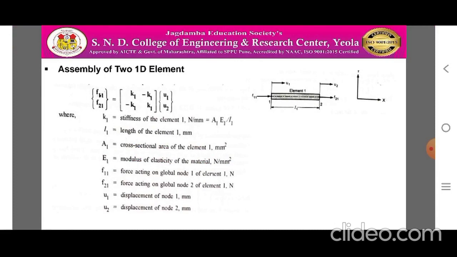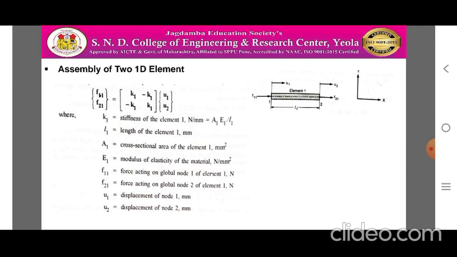Now, assembly of such two one-dimensional elements. In case of assembly, we can write for the one-dimensional element: F11, F21 is equal to K1, minus K1, minus K1, K1, into U1, U2, where K1 is the stiffness of element 1 in terms of Newton per mm, or it is given as A1 E1 upon L1, where A1 is the area of cross section of element 1, E1 is the modulus of elasticity of element 1, and L1 is the length of element 1.